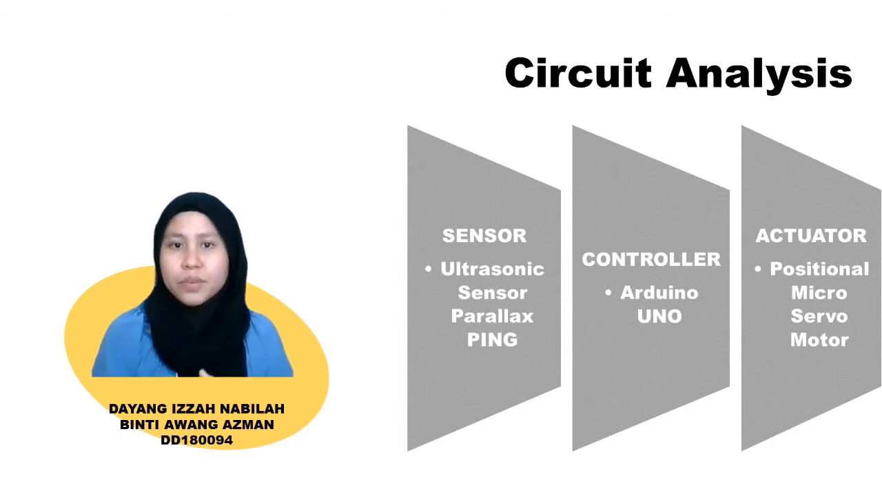The controller for the system is the Arduino Uno, which is a type of board that is commonly used and is the most robust of the bunch. And then the actuator is the positional micro servo motor, which will indicate the distance of the motion detected by the ultrasonic sensor, in which case it will provide a response and start moving by rotating at a certain angle of rotation.